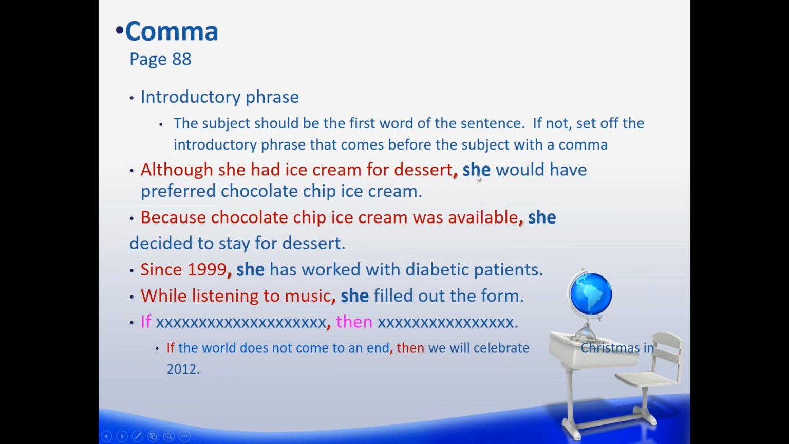So one thing you can notice is that we expect the subject of the sentence to be the first words of the sentence, so if they're not, we need to separate whatever comes before the first words of the sentence with the comma. And don't forget about these if-then constructions. If is an introductory phrase, then precedes the complete thought or the sentence.